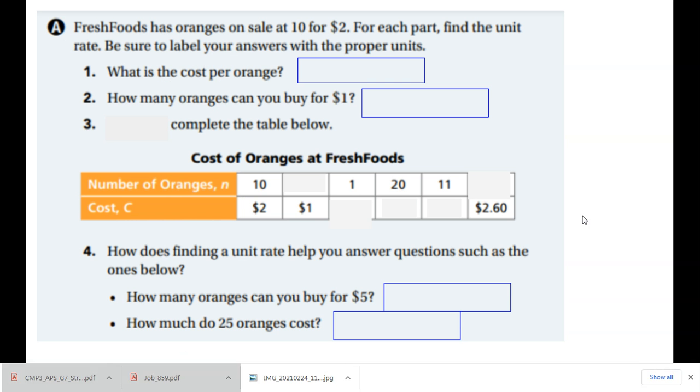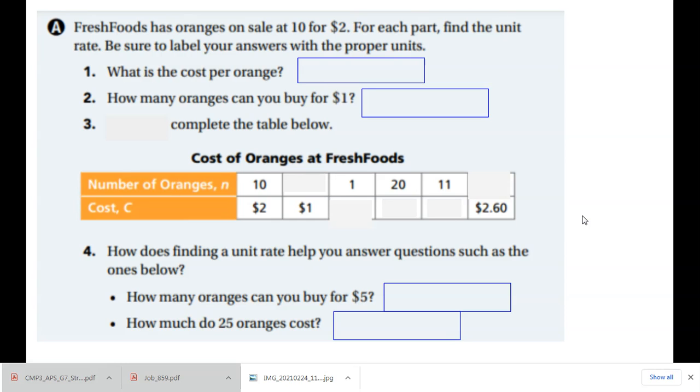Here's problem A. Fresh Foods has oranges on sale at 10 for $2. For each part, find the unit rate. Remember, unit rate is per one. So if it is 10 for $2, how much could you get for? Oh, nope, that's not what it's asking. That's question number 2. Question number 1 is asking, what is the cost per orange?